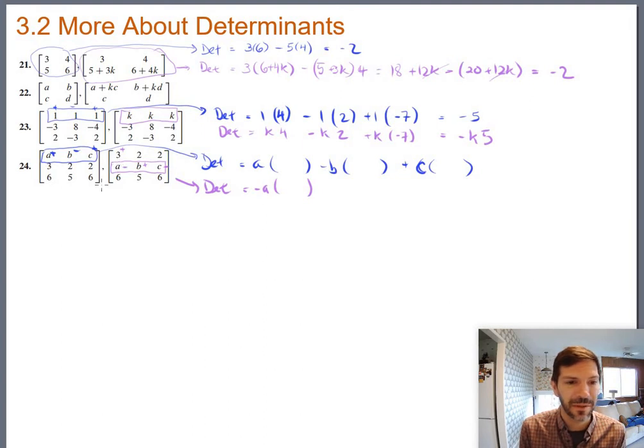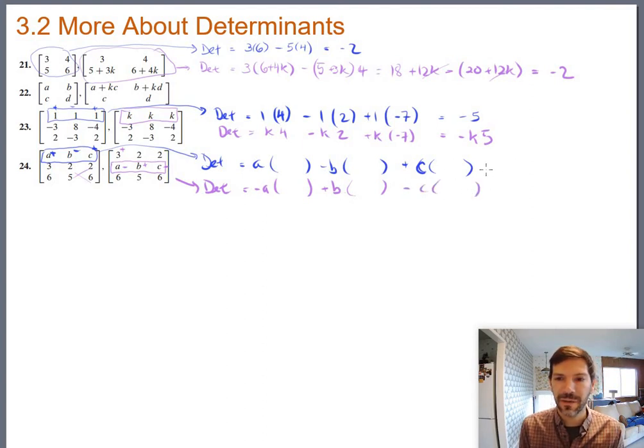It's still going to be 3 times 6, or sorry, I'm crossing out the first one. It'll still be 2 times 6, so 12 minus 10. And when I cross out A here, it's still going to be 12 times 10. So same cofactors, but just all the signs are opposite.